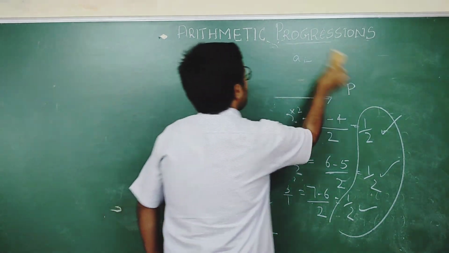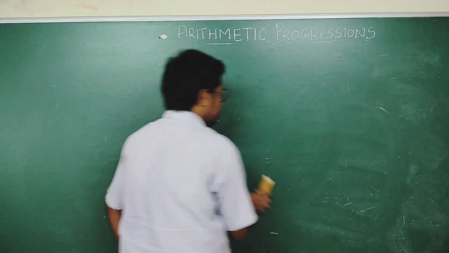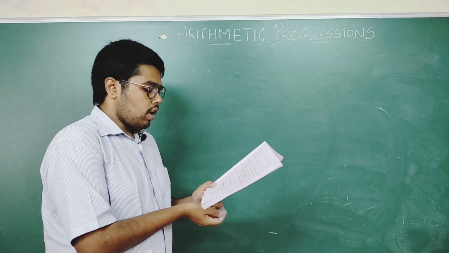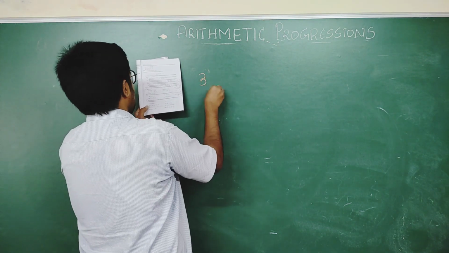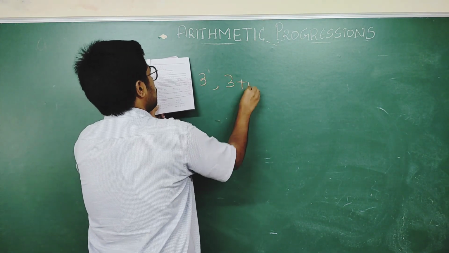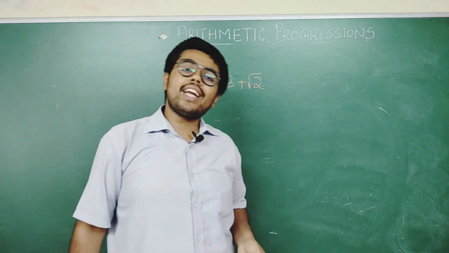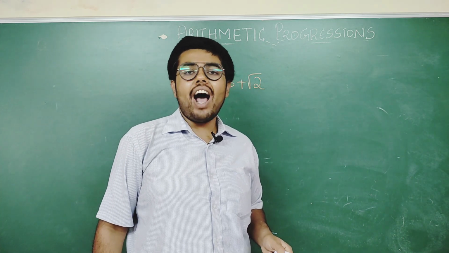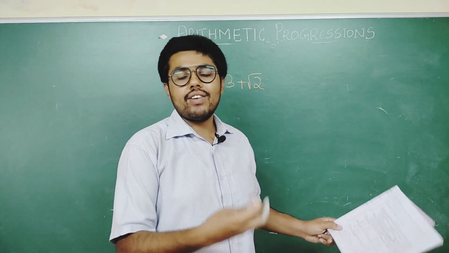There are so many problems given in this exercise, but I will not be solving all the problems again. Let me solve a few problems where I feel you might get confused. I will do one more problem here. If you see 3 comma 3 plus root 2. In the last problem we also found the next 3 terms. Once you get to know whether it's an AP, just add the half and half to each number and find the remaining 3 terms.